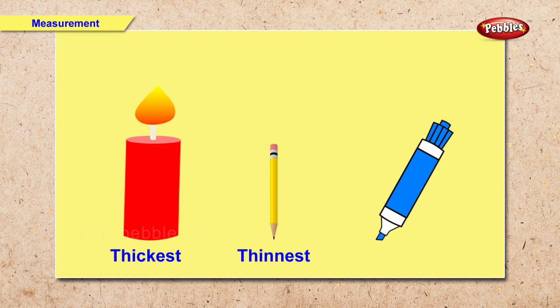Now we have a candle, a pencil and a marker, and you are going to tell me which object is the thickest and which object is the thinnest. I'm waiting. Tell me fast. Right. The candle is the thickest. The pencil is the thinnest.